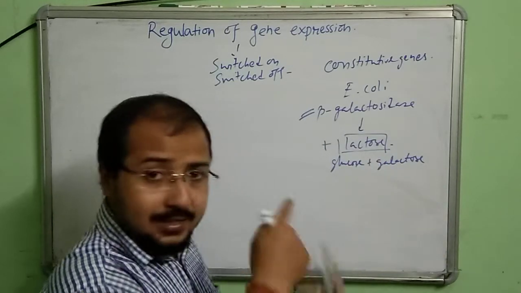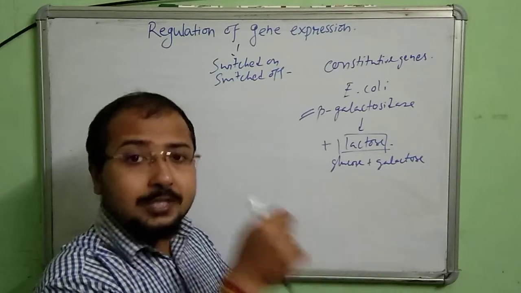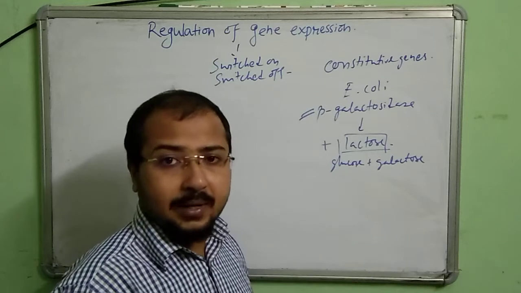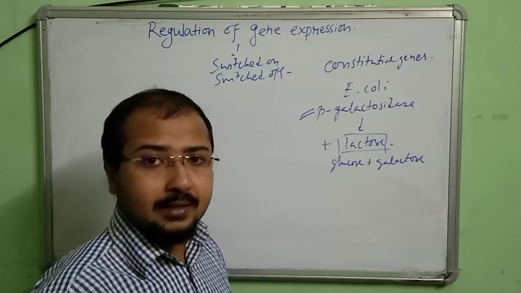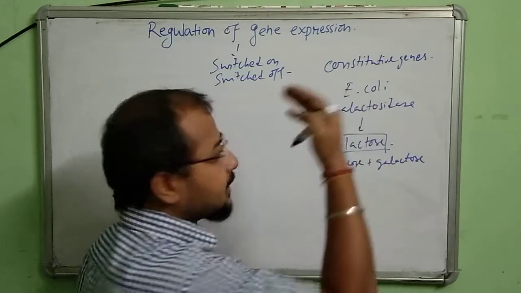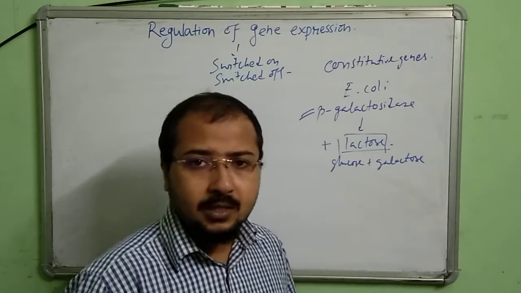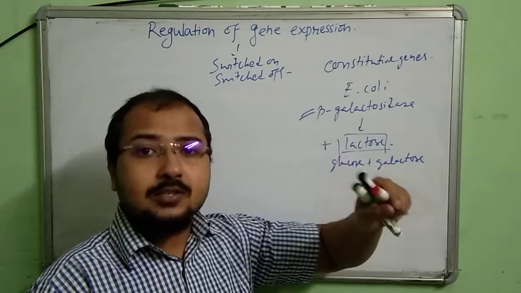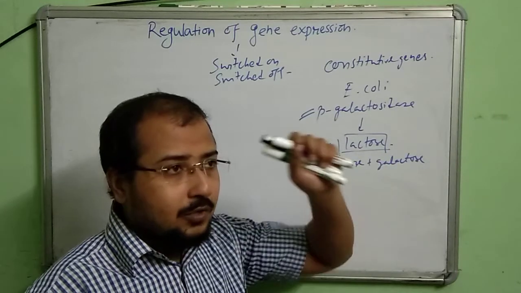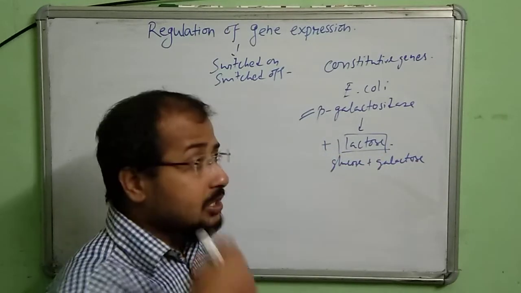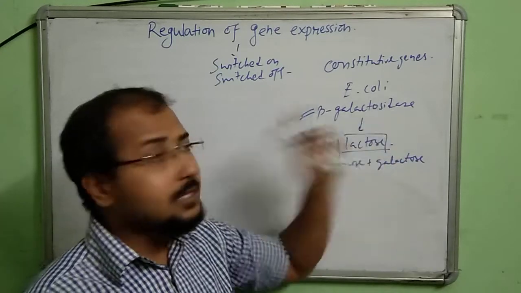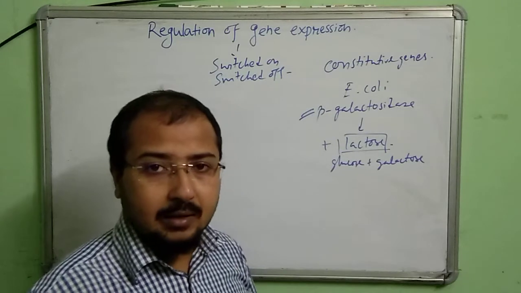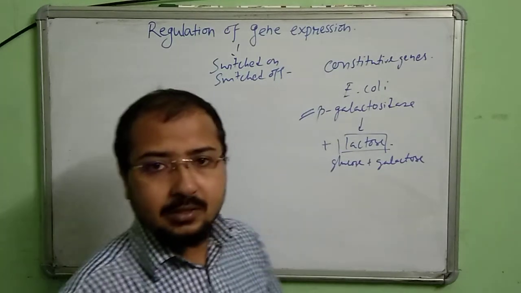Now this is in case the lactose is present in the cell of the bacteria. But when there is no lactose present in the bacteria, there is no need for beta galactosidase to be produced. So at that point of time, that particular gene is switched off, because it is no more required to produce this enzyme, as there is no lactose present in the cell. Understood? So this is how they function.